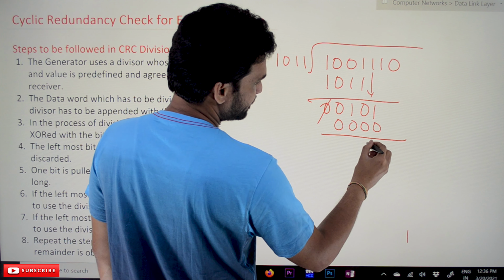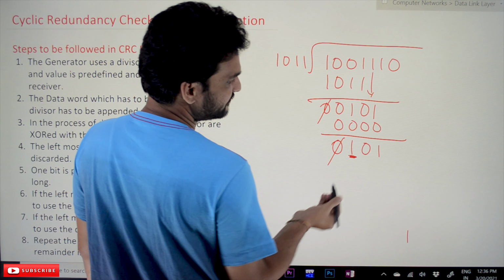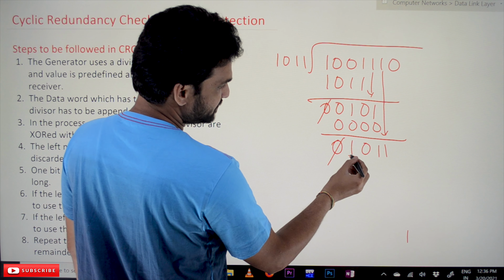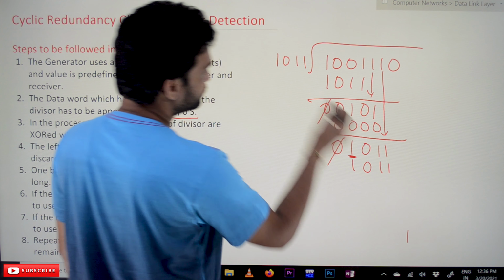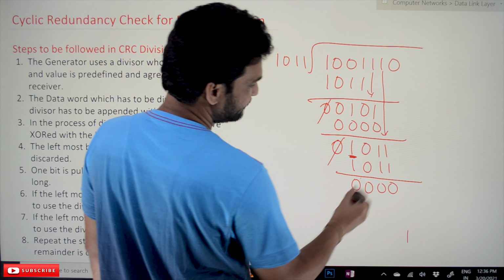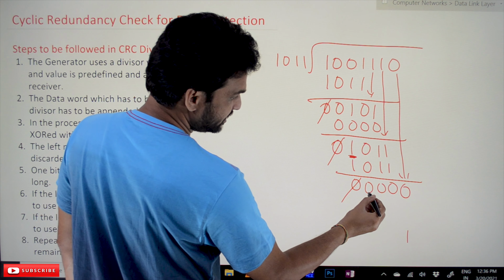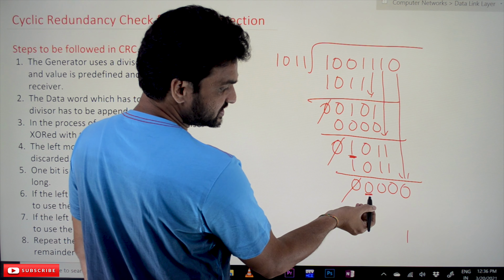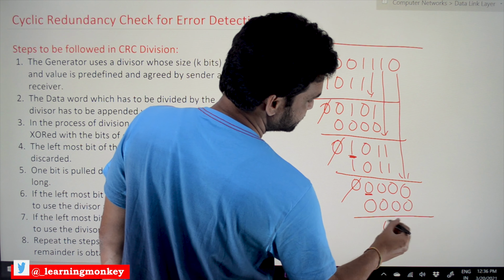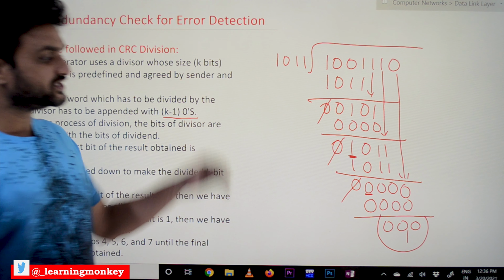So it is 1 0 1 0, the leftmost bit is discarded, and the leftmost bit is 1, so we have to pull down 1. Because it is 1, we have to use the divisor as it is. It is going to generate 0 0 0, the leftmost bit is discarded and a 0 is pulled down. And again if the leftmost bit of the result is 0, we use all zeros as the divisor, and the output is going to be 0 0 0. This is the remainder because we don't have further bits to pull down.